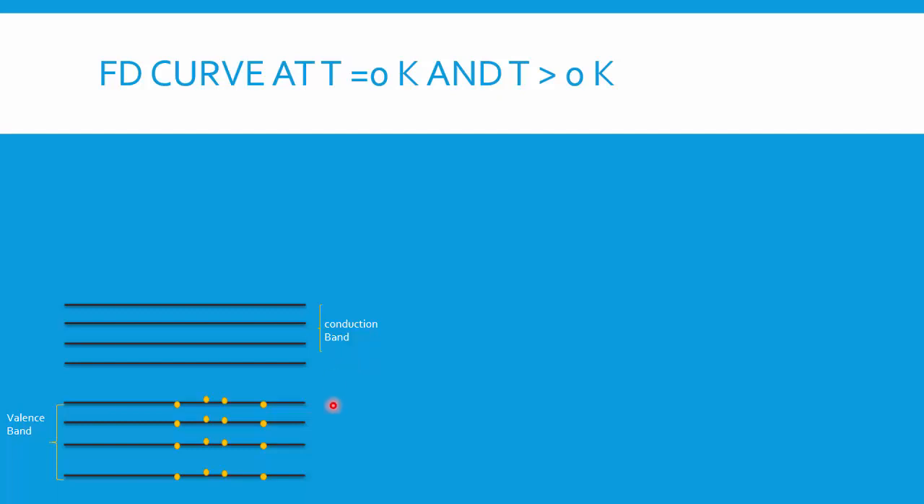The reason is that the electrons, because they are in a lower thermal state, will all try to occupy the valence band. And all the energy levels in the conduction band are empty.